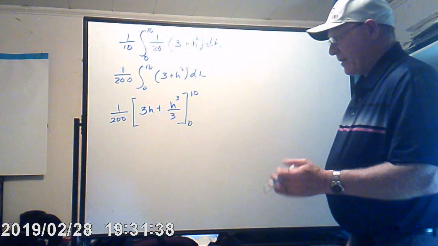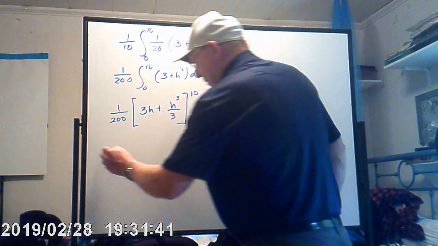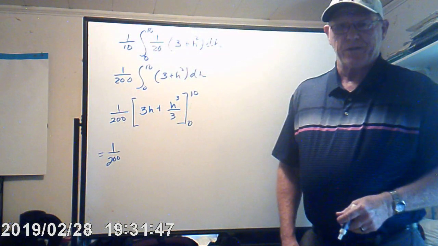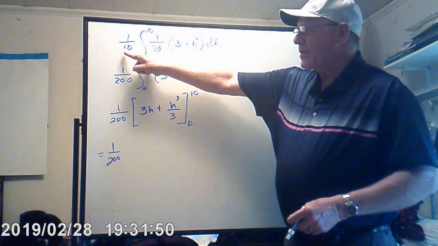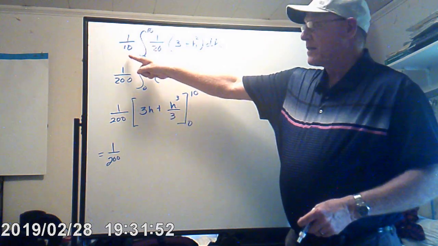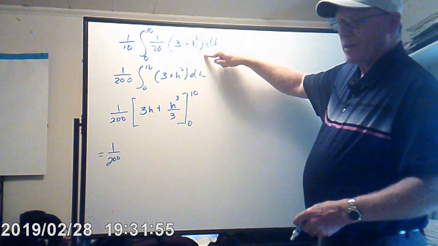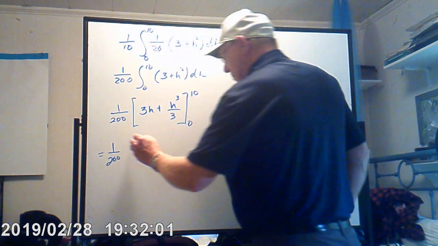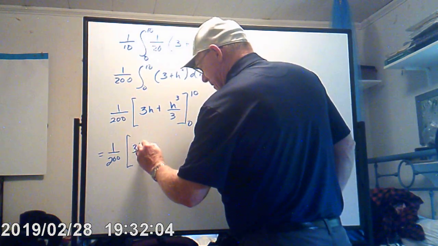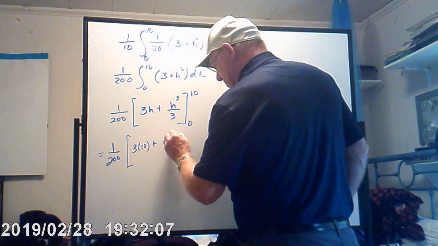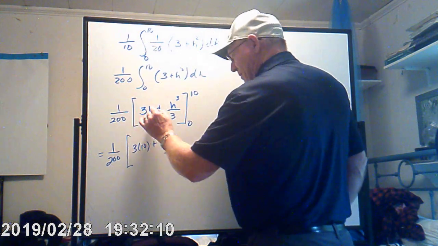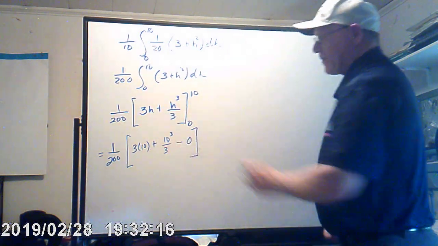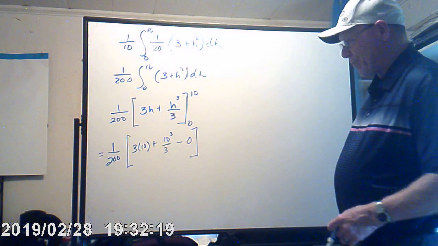It's really simple, I think, but it's just the idea of knowing what average value is, and that's really what it is. It's 1 over b minus a times this function, and then from 0 to 10, of course. So we're going to plug in 10 here. So 3 times 10 plus 10 cubed over 3. And of course, if you plug in 0 here and 0 here, you're just going to get 0. You might want to show that on the test.